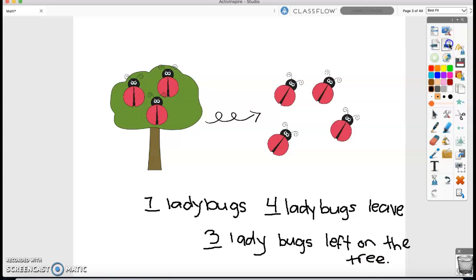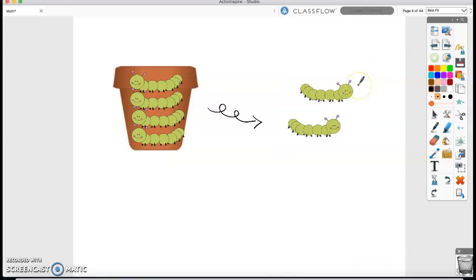Let's go to our last example. In our last example, we have caterpillars. Let's count. How many caterpillars do you think there are all together? Let's count. 1, 2, 3, 4, 5, 6. If you said there were 6 caterpillars, and I'm going to just write bugs because it's a little faster for me to write bugs. 6 bugs.